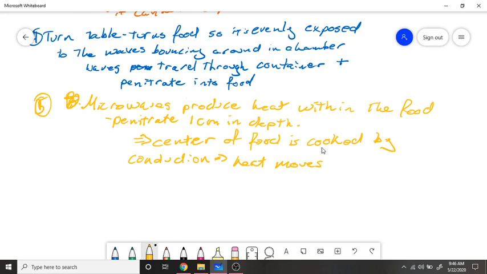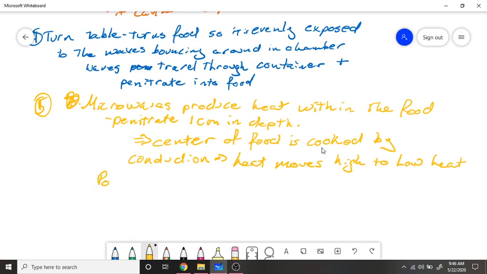So heat moves from the parts that have been hit by the microwave and heated up throughout the food to areas where there is less heat.